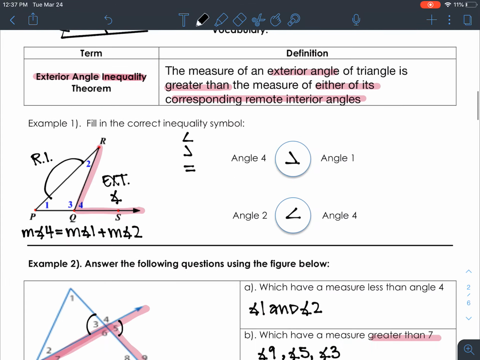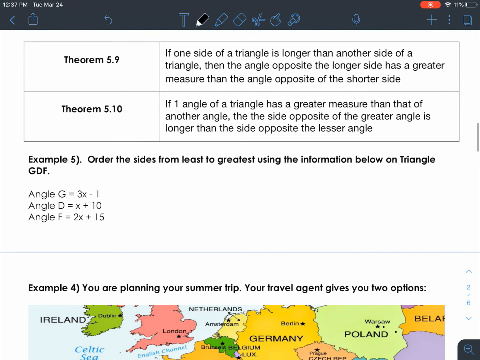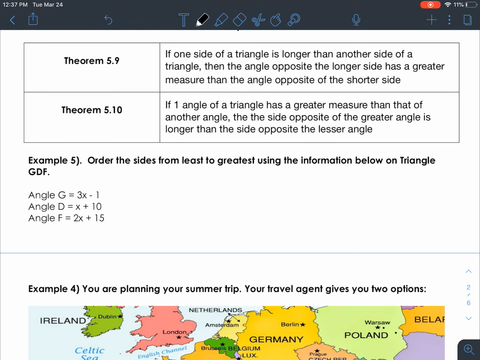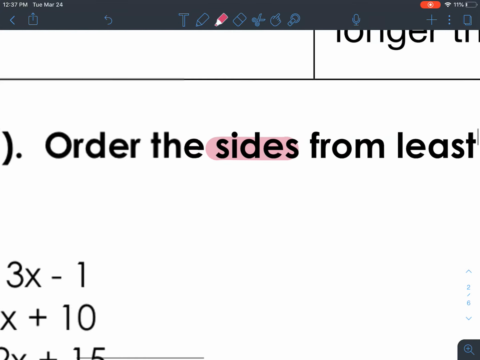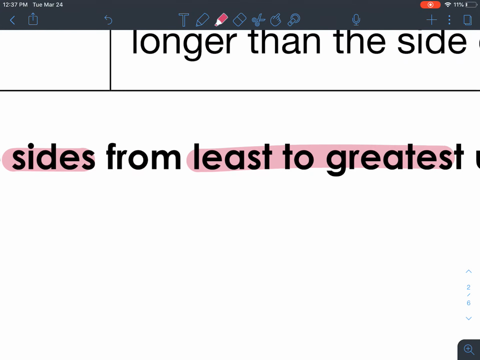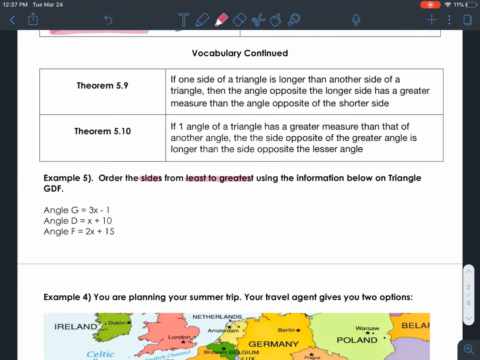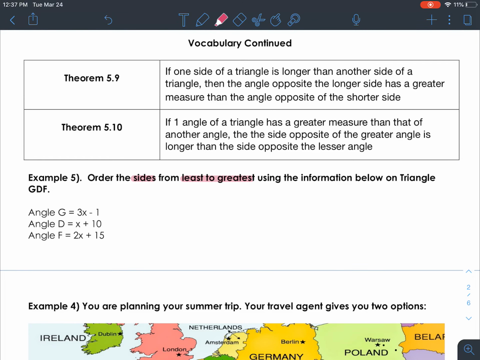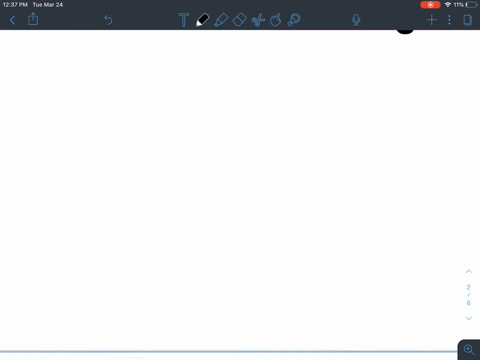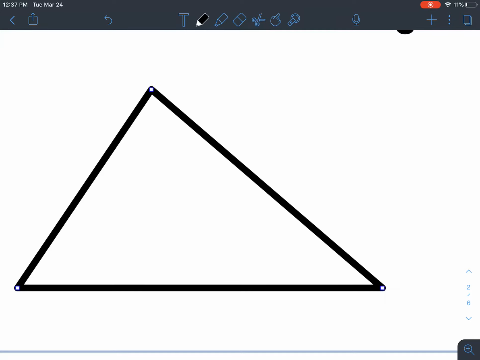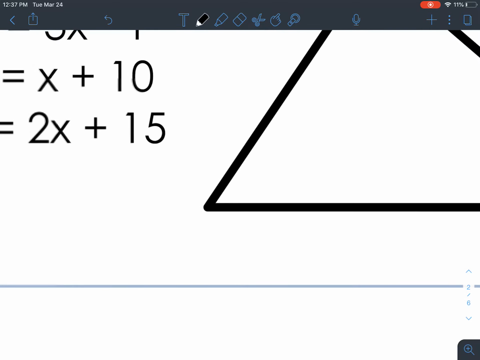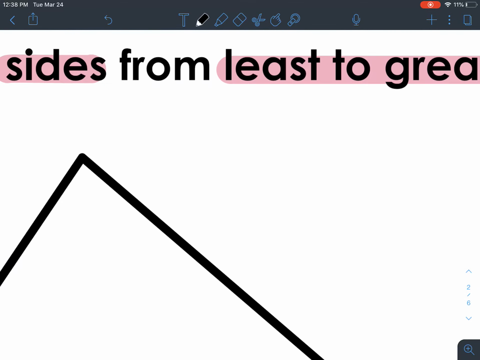So now we're going to apply this a little bit, and we're going to come down here to example 5. And this time, we have to order the sides from least to greatest, all right? So once again, I'm ordering the sides from least to greatest. You want to know what order you're ordering them in, okay? But if you look at the prompt, it's giving us our 3 angles, okay? And so what I think we should do is draw a picture, just a sketch of a triangle, okay? We don't know what the triangle looks like, all right, but let's go ahead and label it GDF.